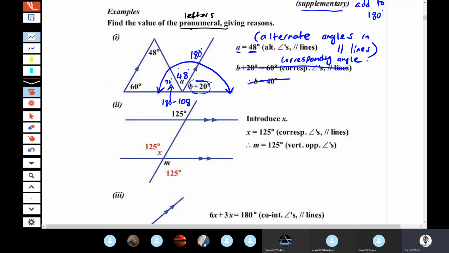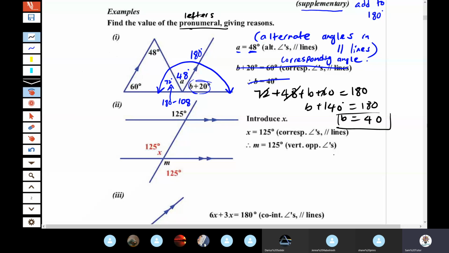Now if we use Jenna's idea, she said these three angles need to add up to 180. So in other words, 72 plus 48 plus B plus 20 gives me 180. Of course 72 plus 48 plus 20, add them all up, that should give you 140 degrees, and then just take 140 away from 180, which equals 40 degrees. So a completely different method, it obviously gives you the same answer.